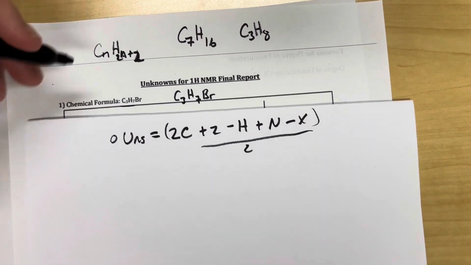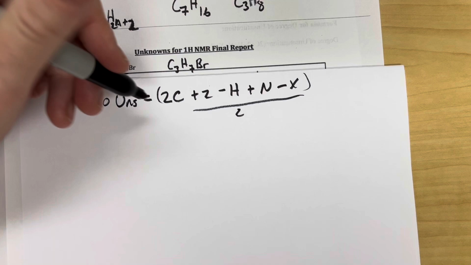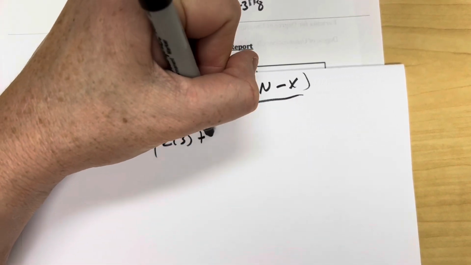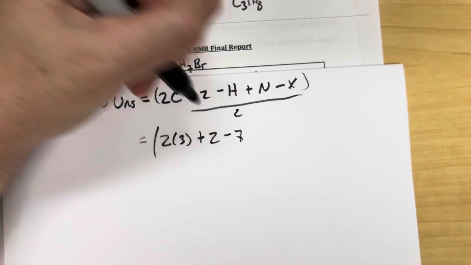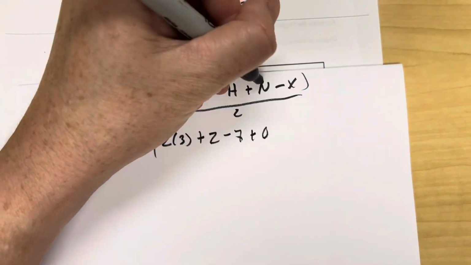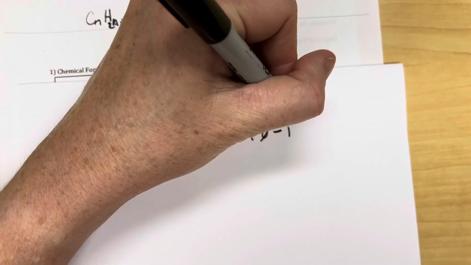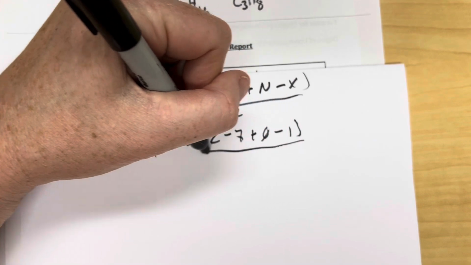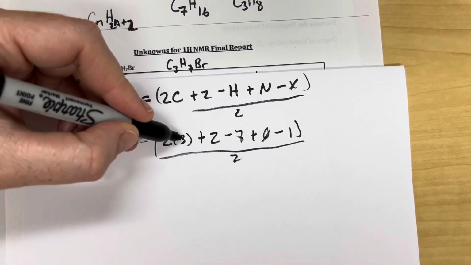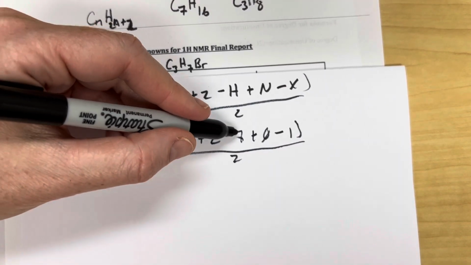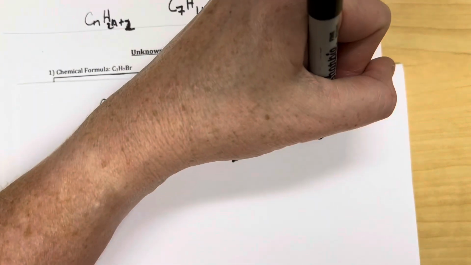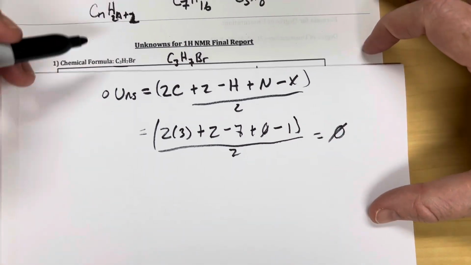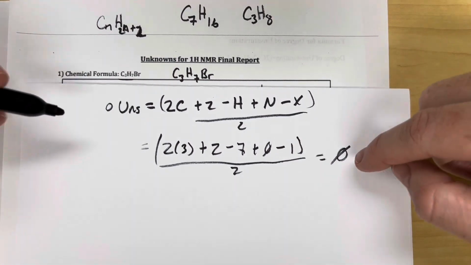So in the case of C3H7Br, this would be 2 times 3 plus 2 minus 7 plus 0, there's no nitrogens, minus 1 because there is a bromine and that counts as an X, all divided by 2. This would give 6 plus 2 is 8, minus 7 is 1, minus 1 is 0, that's 0 divided by 2, which is 0. So this thing is completely saturated, meaning it's all alkane.